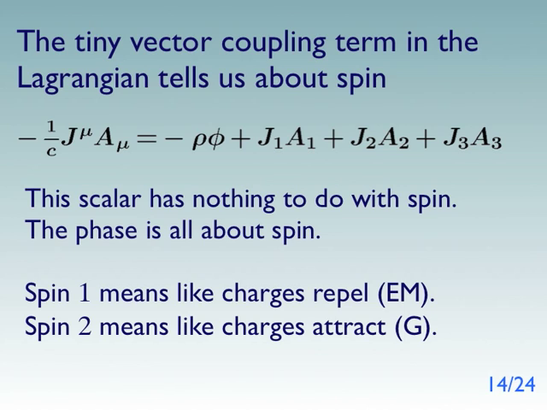So I've written this out explicitly. And now this scalar actually has nothing to do with spin. It's the phase of this scalar that is all about spin. Spin 1 means that like charges repel, and that is the case with EM, whereas a spin 2 kind of phase tells us that like charges attract.